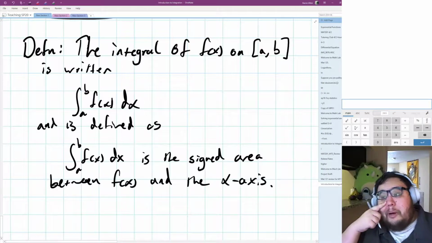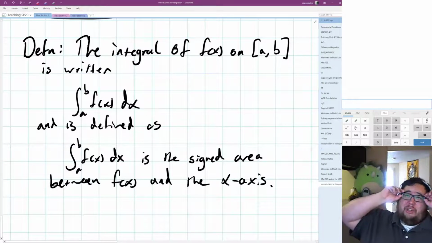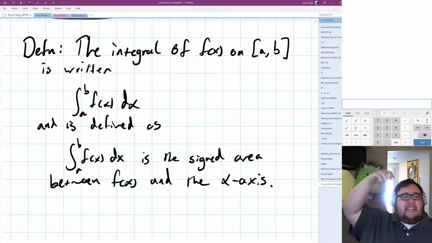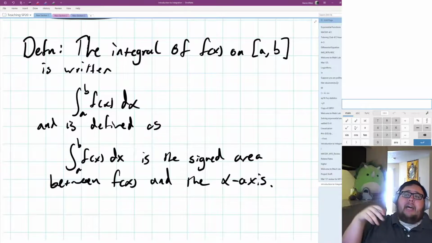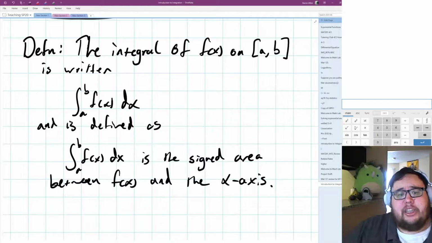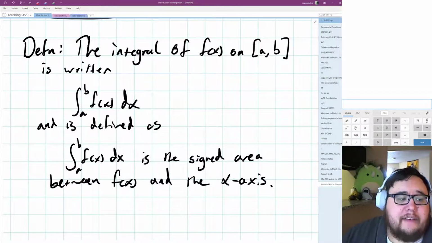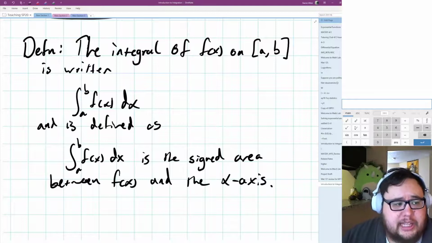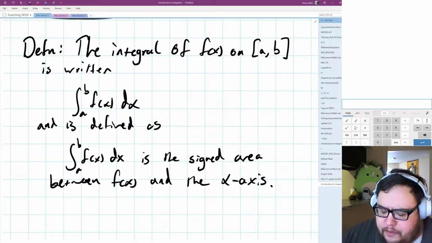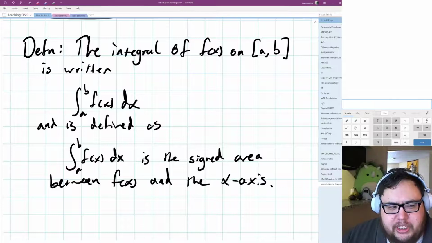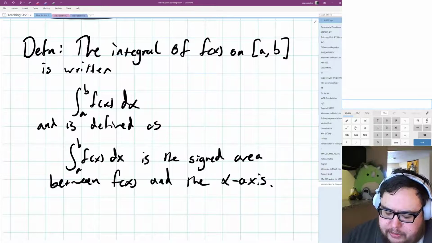We often casually refer to the integral as the area beneath the curve, but that's actually a little bit misleading. The integral is not actually the area beneath a curve. It's the area between the curve and the x-axis. If the curve is above the x-axis, that's the same thing. If the curve is below the x-axis, then something weird happens, okay?